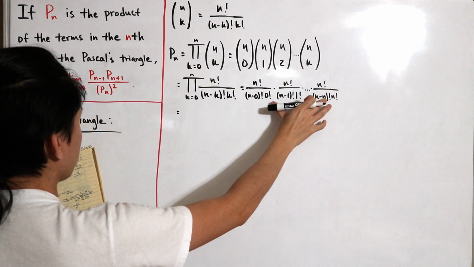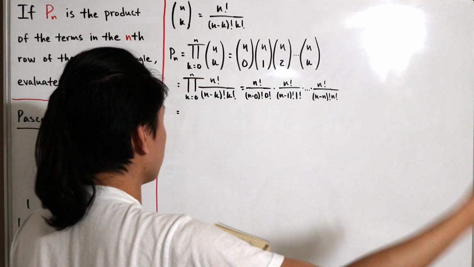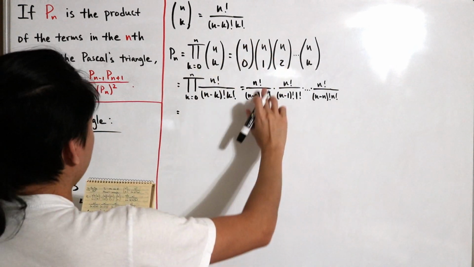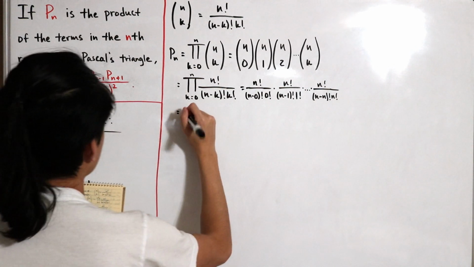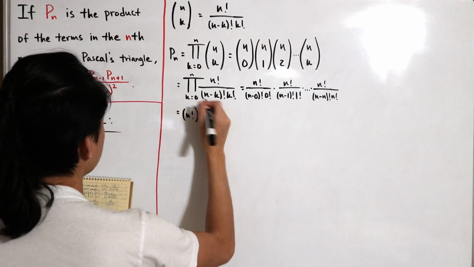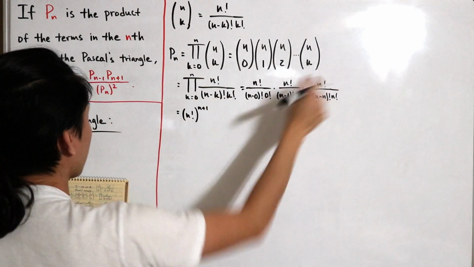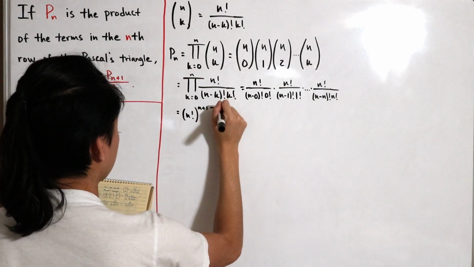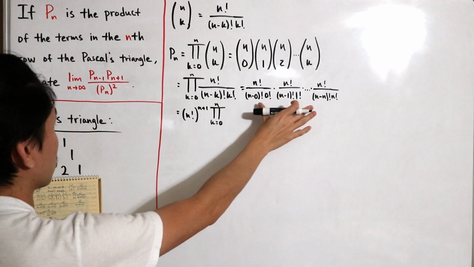We can rearrange the terms since everything is in terms of products, so it's associative. Specifically, first we have n factorial on all the denominators, so we just factor that out. It's actually just n factorial to the power n plus 1, multiplied with, of course, our partial product series, then rearrange the terms.